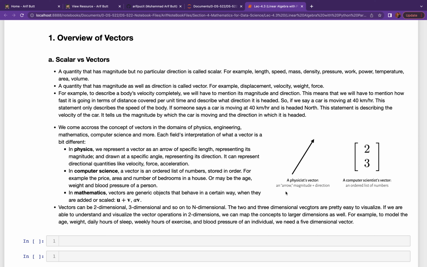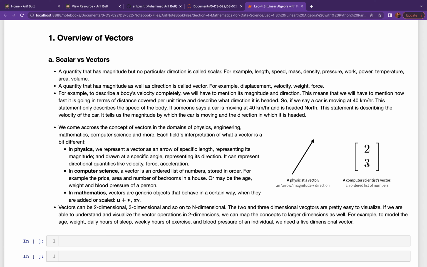In physics, we represent a vector as an arrow of specific length representing its magnitude and drawn at a specific angle representing its direction. In computer science, a vector is an ordered list of numbers as shown over here. These numbers can be the price, area, and maybe the number of bedrooms a house has, or maybe the age, weight, and blood pressure of a person. In mathematics, vectors are generic objects that behave in a certain way when they are added or scaled.